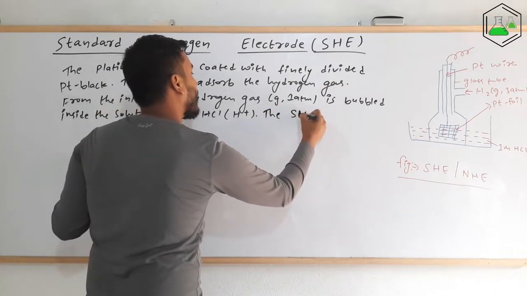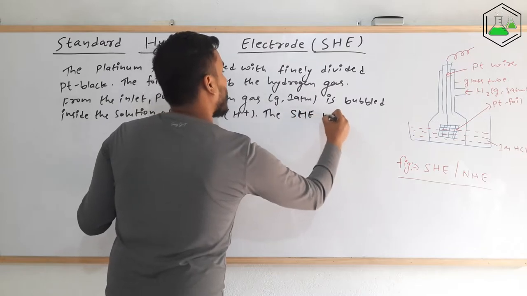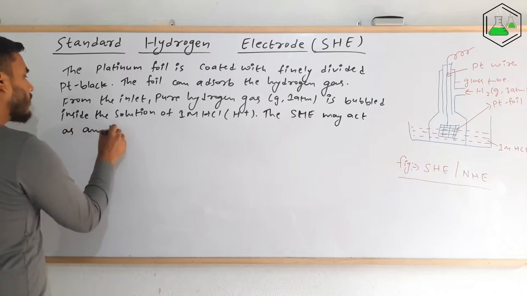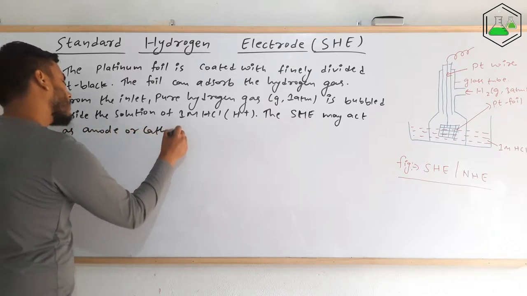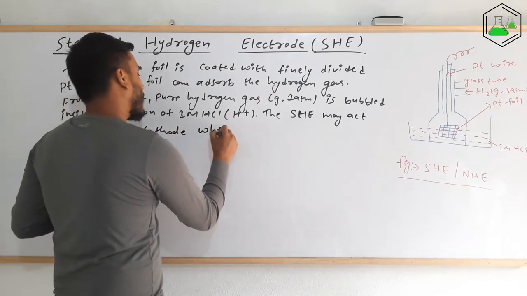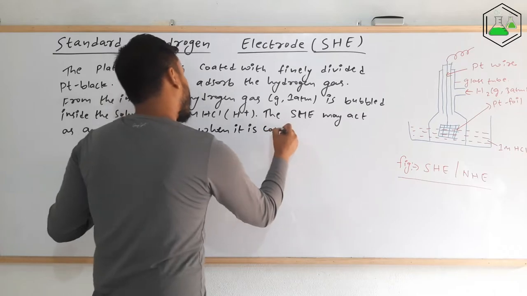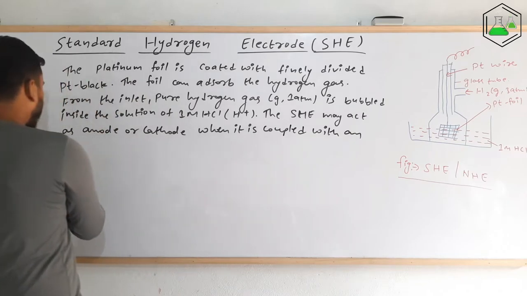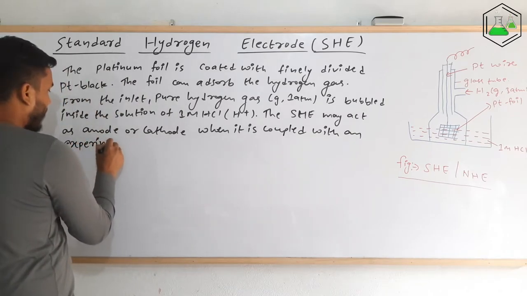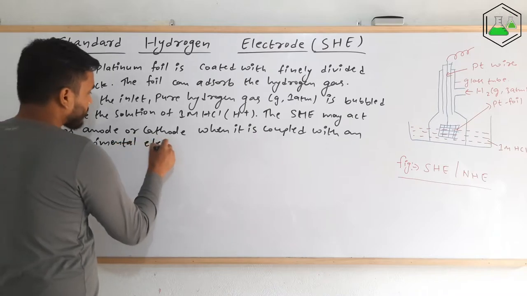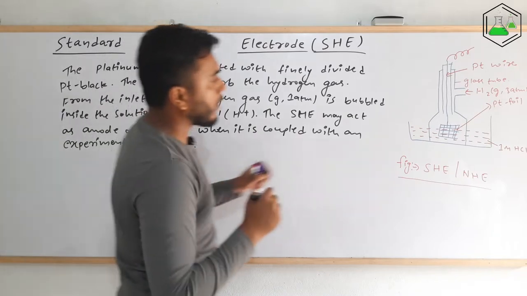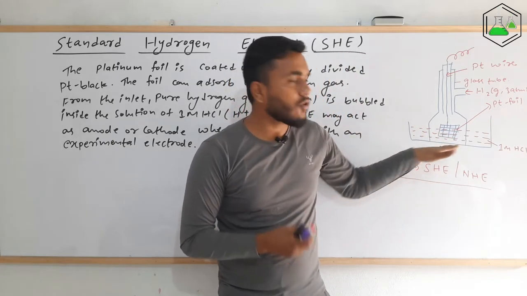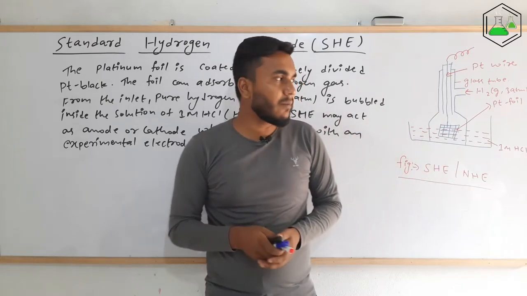the standard hydrogen electrode may act as anode or cathode when it is coupled with an experimental electrode. So as we are talking about the reference electrode, it can act either as anode or as cathode when it is coupled, or joined, with the experimental electrode.